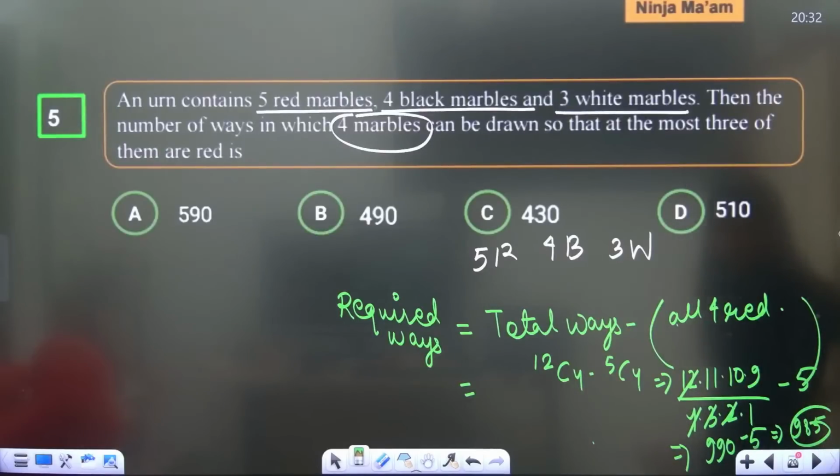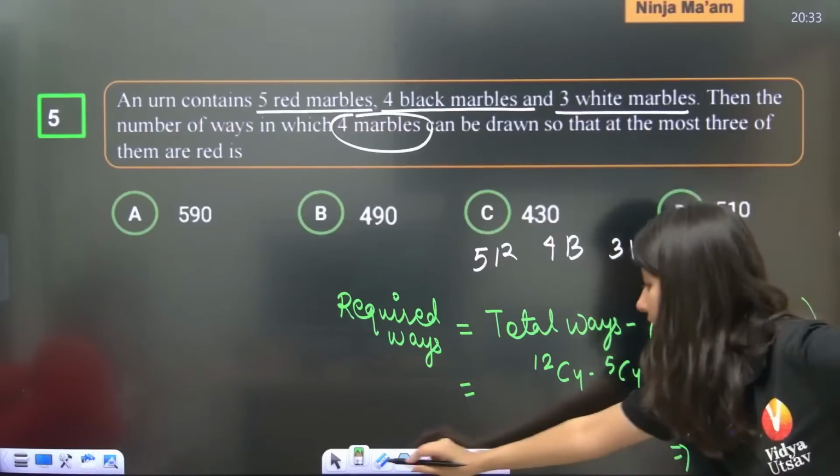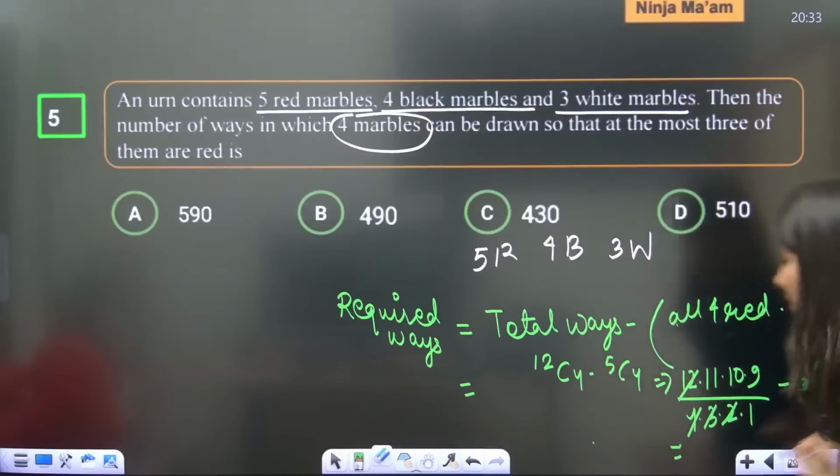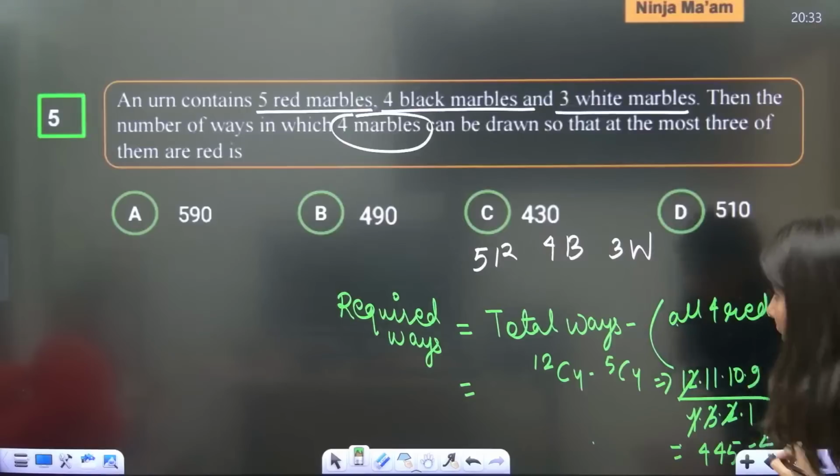So 12C4 is 12, 11, 10 and 9. Correct. And 4 is 4, 3, 2, 1. 4 3 is a 12. 1 more 2. Okay. So this is not 990. This is 990 by 2 minus 5. So 990 by 2 is 495 minus 5.